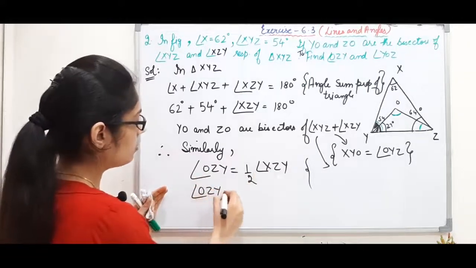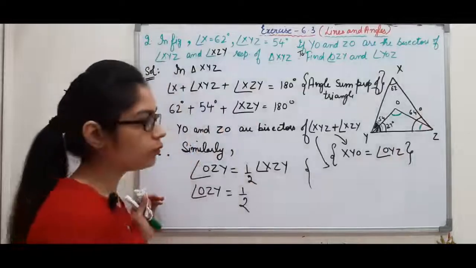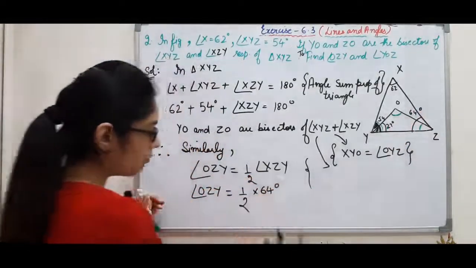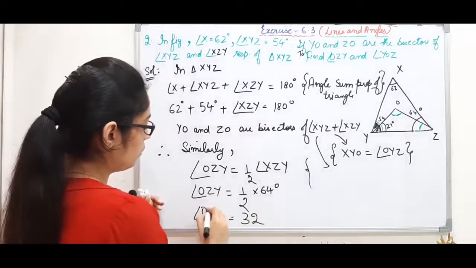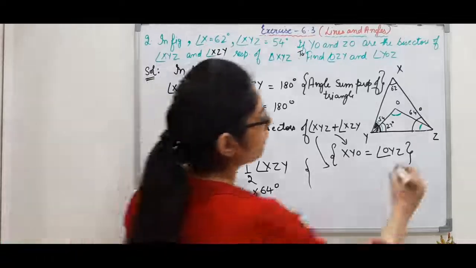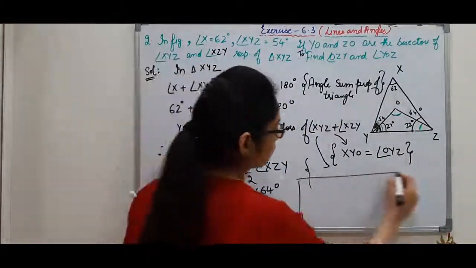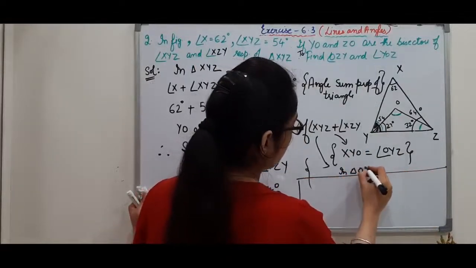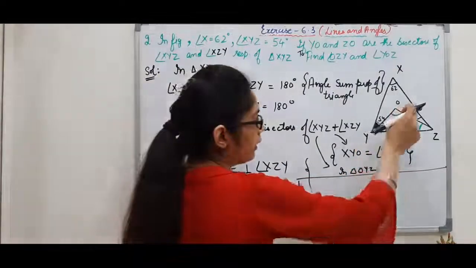So we know the value of XZY, because at the starting itself we have calculated the value, which is equal to 64 degrees. So half of 64 is equal to 32. So angle OZY is equal to 32 degrees. Now in this triangle, so here we can mention in triangle OYZ, because we need to find the value of this third angle.